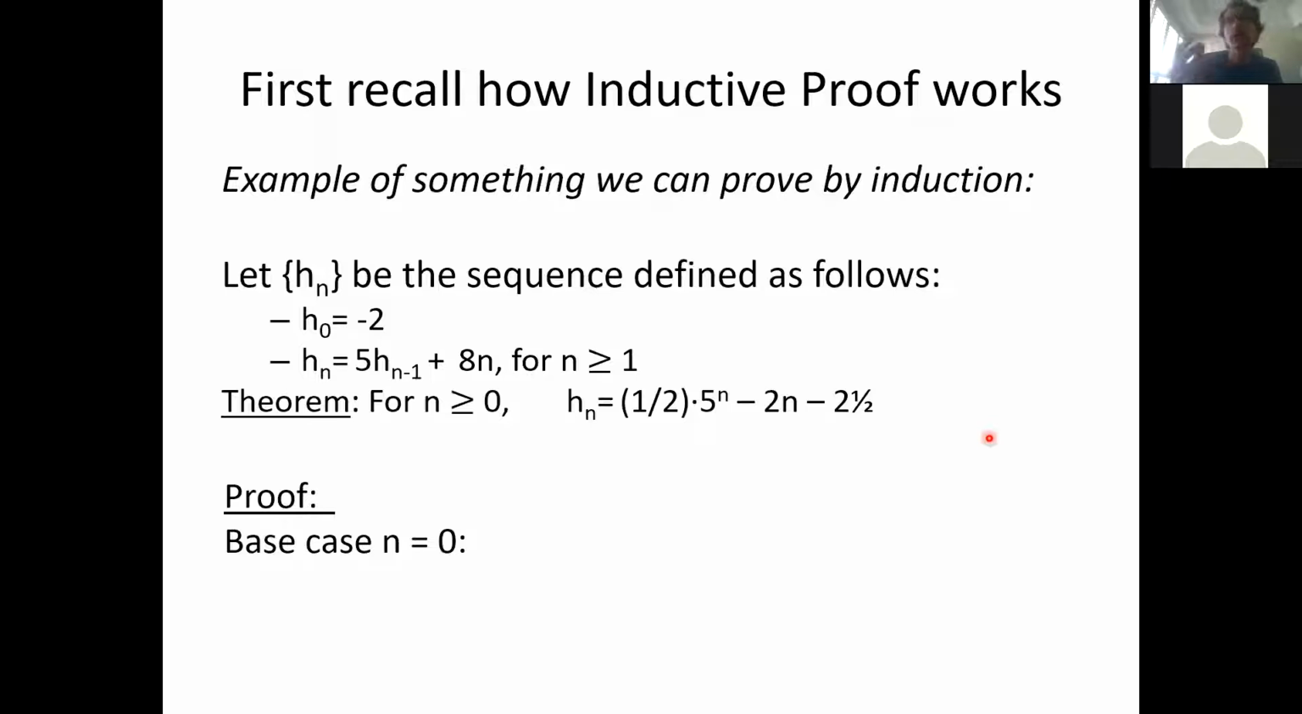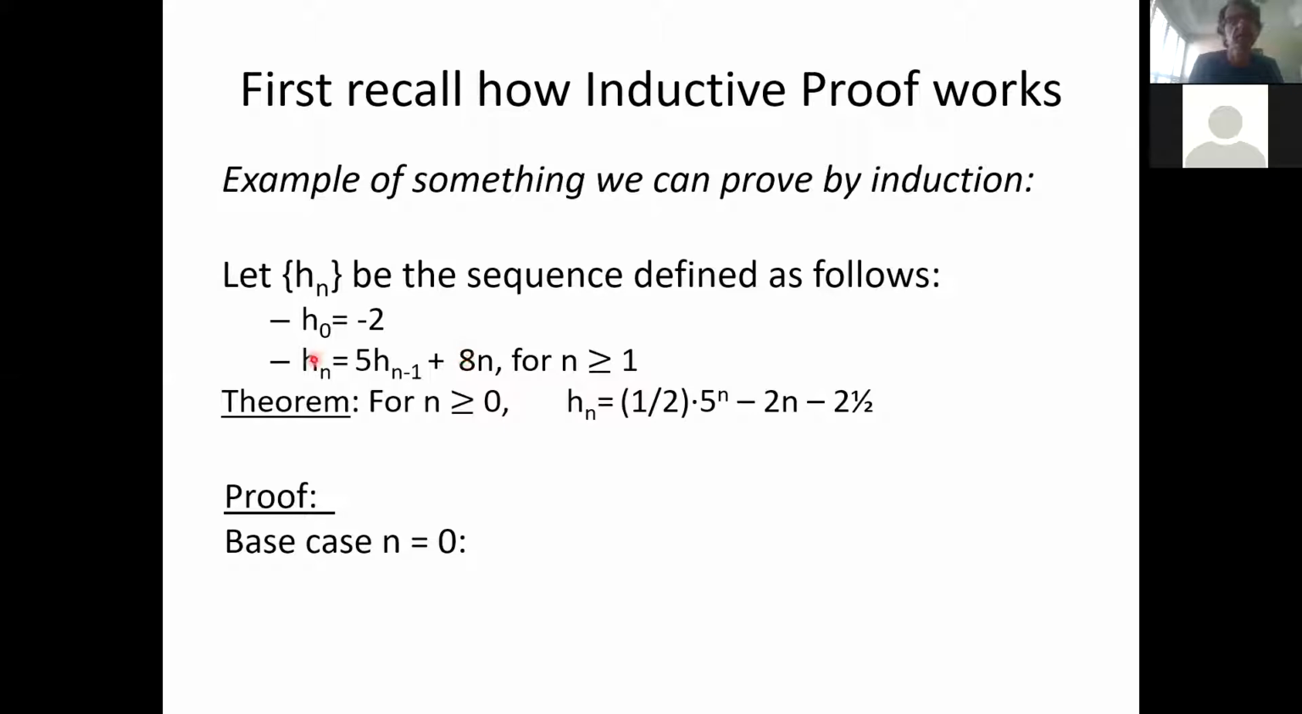Okay, so let's recall what kind of thing can be proven by an induction. Here is an example. You have a sequence defined using a recursive definition. This is called a recurrence relation. Like so, the first element of the sequence, we start from index 0. This is, by the way, arbitrary, although conventional. So the 0th element is just declared to be -2. That's called the base case of a recurrence relation.